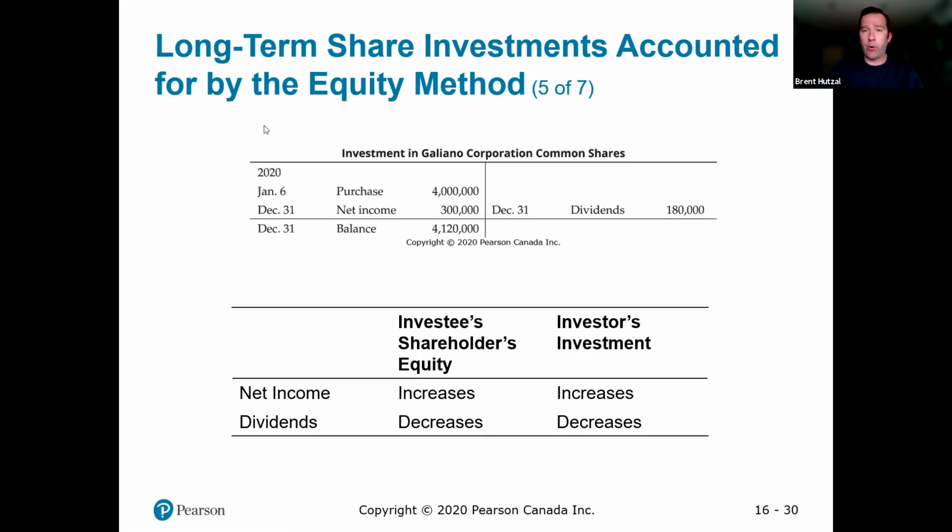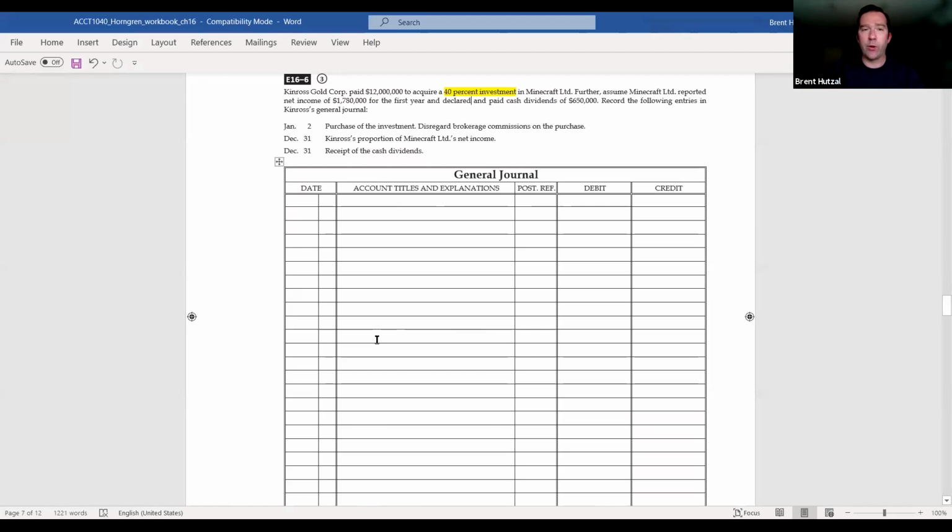So let's go back to the problem in the workbook. And I'm just going to enter the journal entries directly into the workbook. And we'll take a closer look at a few of the other important figures in this question. Kinross paid $12 million to acquire a 40% investment in Minecraft.